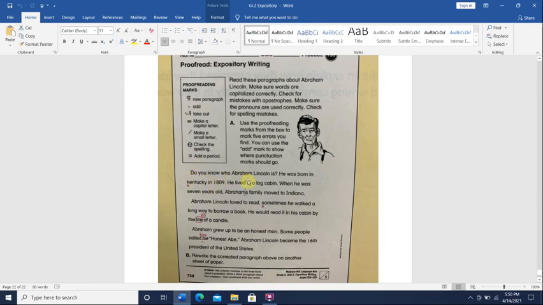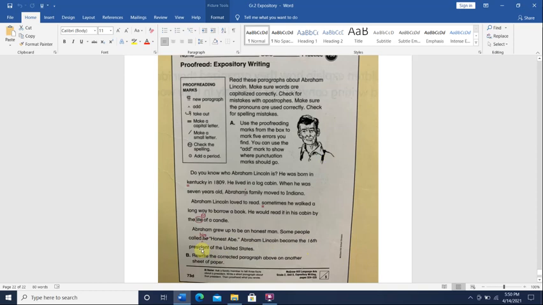Okay, do you know who Abraham Lincoln is? He was born in Kentucky in 1809. He lived in a log cabin. When he was 7 years old, Abraham's family moved to Indiana. Okay, Abraham Lincoln loved to read. Sometimes he walked a long way to borrow a book. He would read it in his cabin by the light of a candle. Abraham grew up to be an honest man. Some people called he Honest Abe. Abraham Lincoln became the 16th President of the United States.